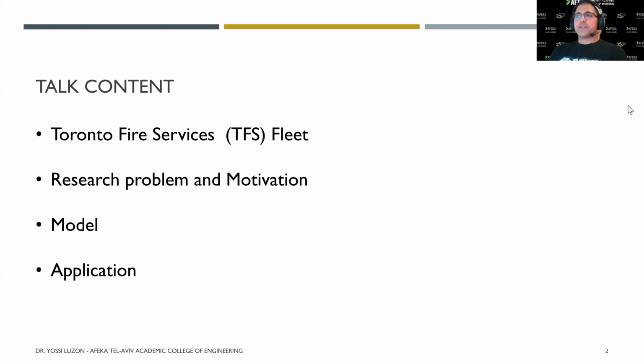I'll start by representing Toronto Fire Services, which is TFS in short. It is an excellent example of a typical emergency vehicle fleet system. Next, I discuss the research problem and its objective. I'll present a model that we've formalized and found as a good fit. I conclude by demonstrating how the model can be applied to a specific district in downtown Toronto.